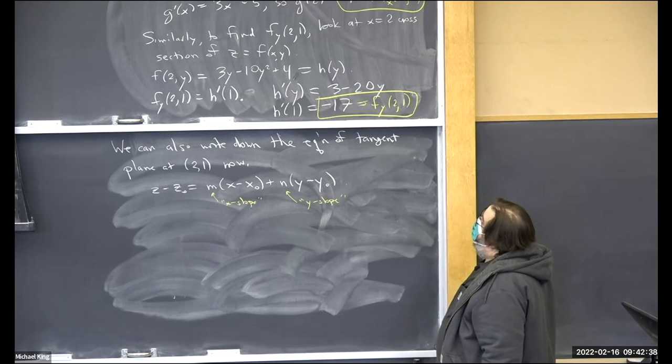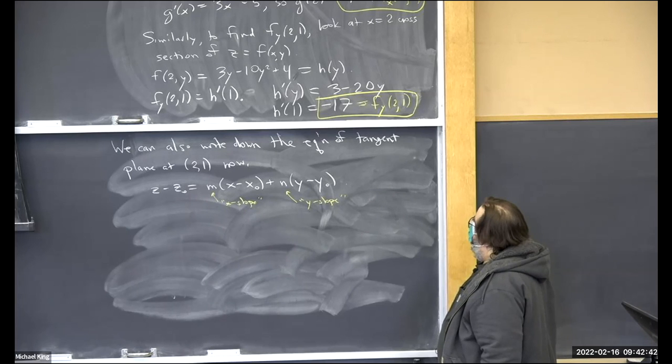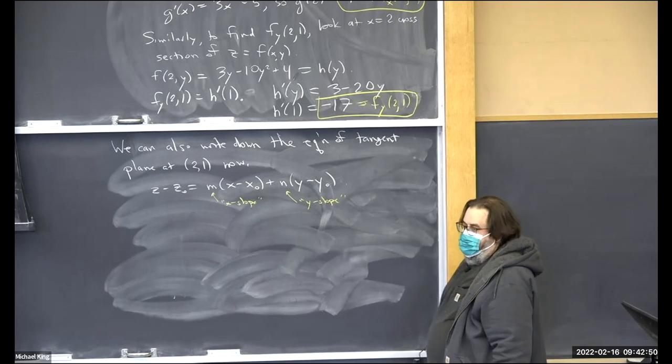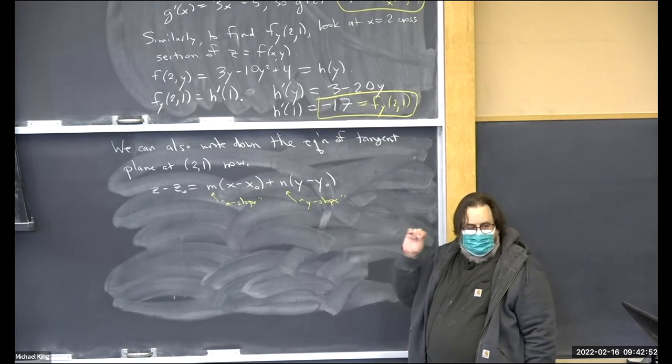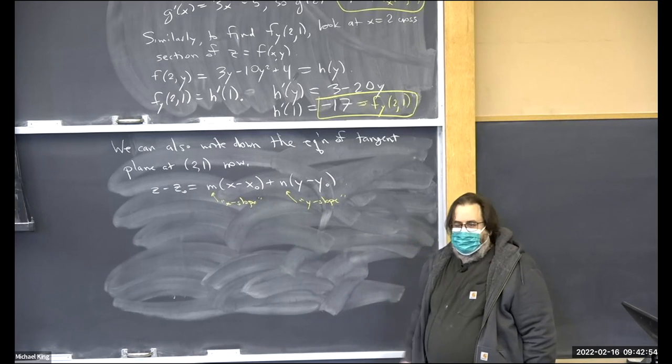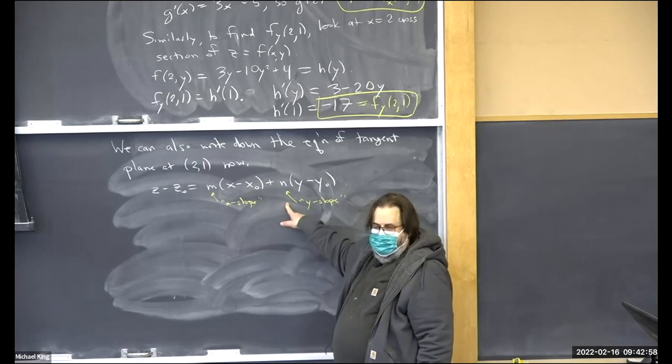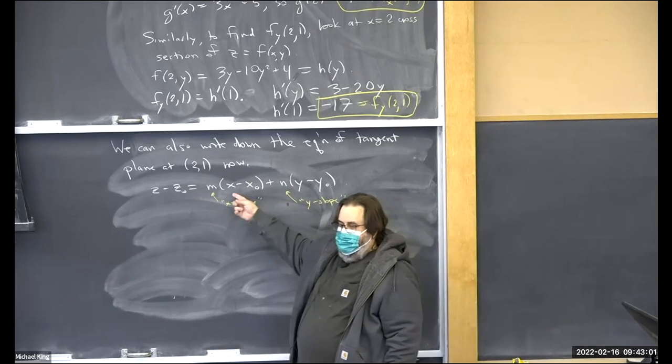And in our example, x naught is 2, y naught is 1. We actually need to compute z naught. We need to plug 2, 1 into the original function to get the height of that point, right? And then M is the partial x derivative and N is the partial y derivative. That's how you did tangent lines, right? You used the derivative for the slope.